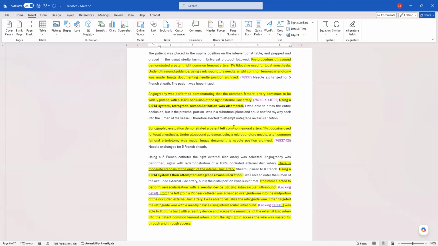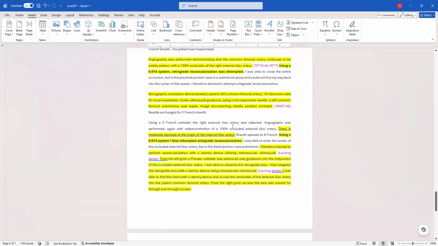So we're going to report a 76937 for that. I didn't insert the catheterization codes in this report because we're doing a lower extremity. Sometimes I throw them in there and then just cross them out and mark them as bundled, but they're not going to be coded because we're doing the lower extremity procedure. So I didn't put them in like I sometimes do.